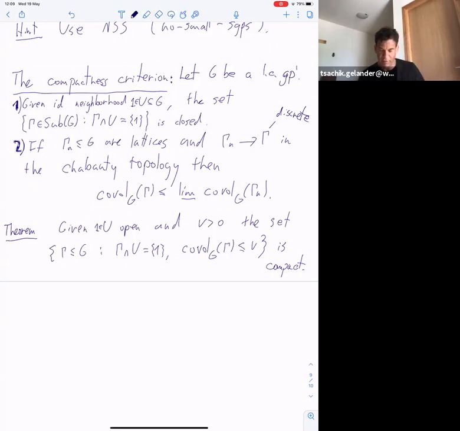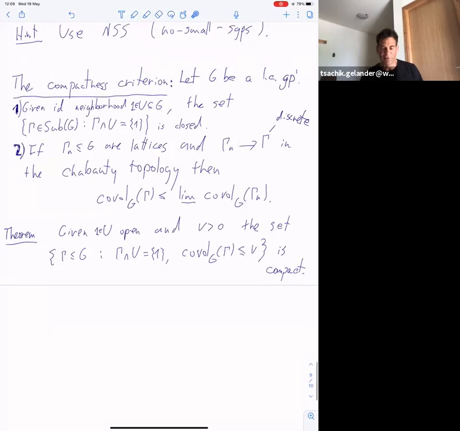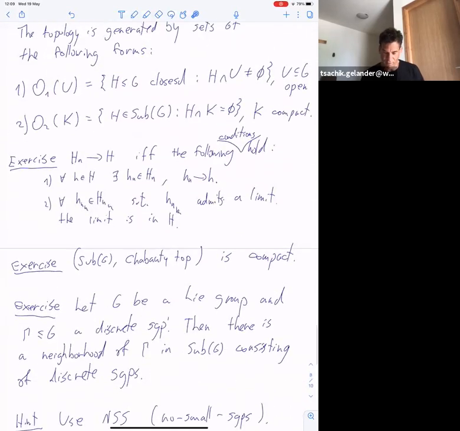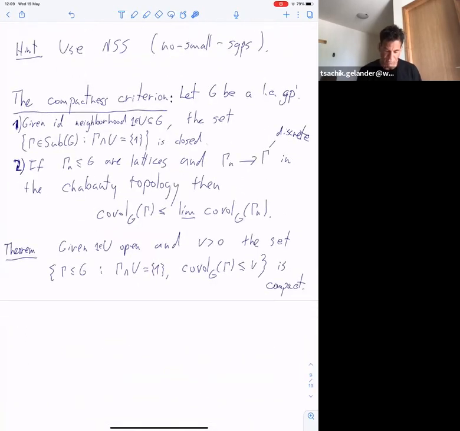And okay, to prove the compactness criterion, you need to prove 1 and 2. 1 is obvious, right? If you have a sequence of groups that intersect U trivially, and they have a limit, then the limit also intersects U trivially, because if the limit intersects U, then there is some open neighborhood of it that everything there intersects U, by the generator of the Chabauty topology. Remember, the first type of open set is exactly that. So 1 is obvious. So how to prove 2?